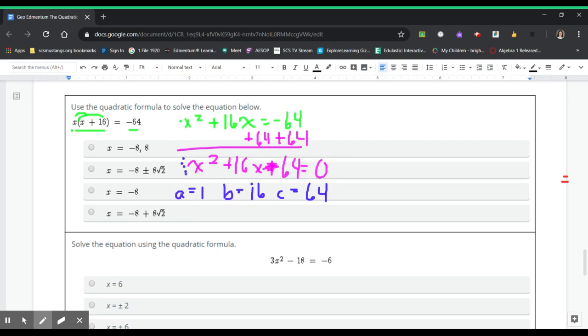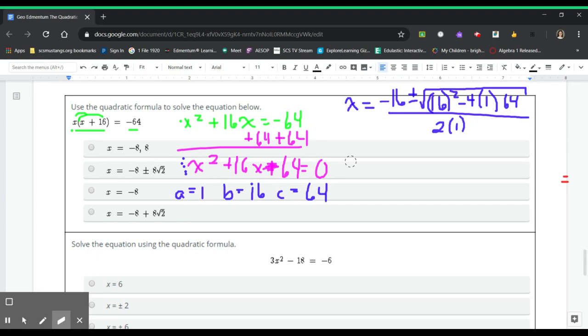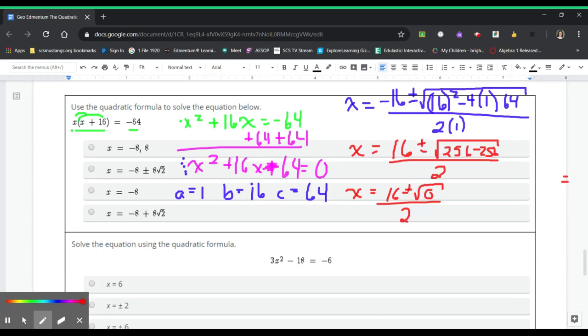Go ahead and take those A, B, and C values, plug them into the quadratic formula, and see if they end up matching mine. All right, so if you plug everything in, you should have the opposite of 16 plus or minus the square root of 16 squared minus 4 times 1 times 64, whole thing divided by 2. Go ahead and simplify everything down, and then we'll check and see if you got the same thing.